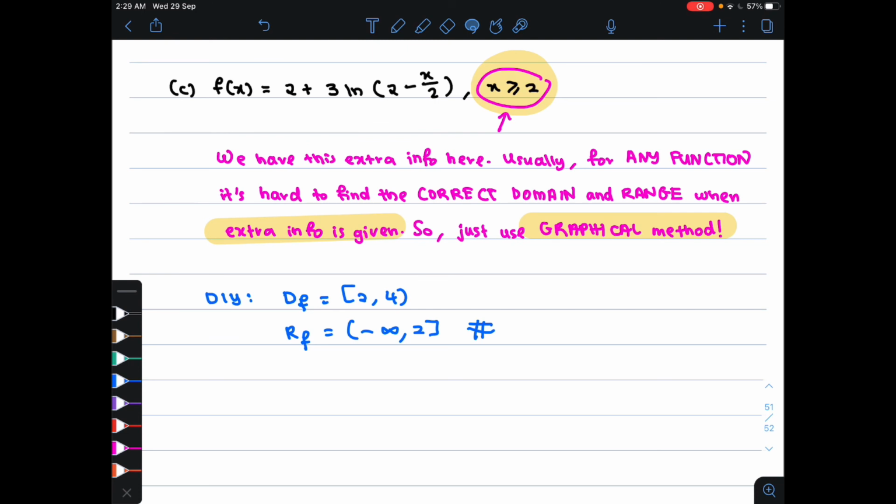So for this one, I'm not going to show you how to do it. Just draw the graph of f(x) yourself and the domain should be this answer and the range should be this answer.